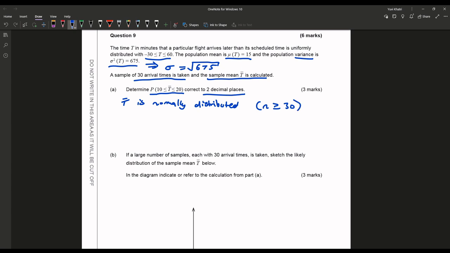And no matter what the original distribution is, as long as the sample size is greater than or equal to 30, t bar, the distribution of the means, will be normally distributed. Now we've got to write the distribution down. So now we know it's normal, and the mean is 15. And the standard deviation of the sample means is given by sigma over root n. And we know that sigma is root 675.